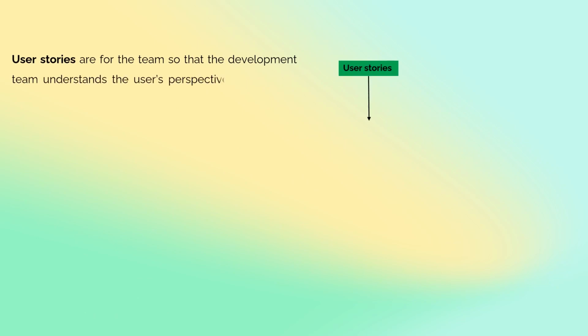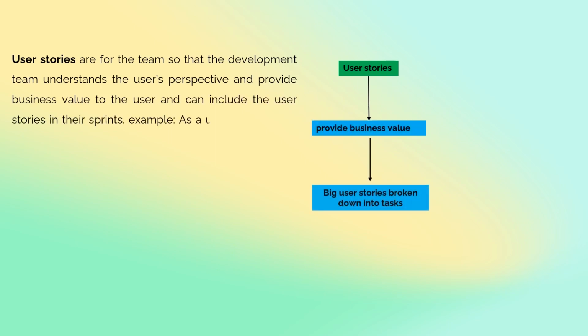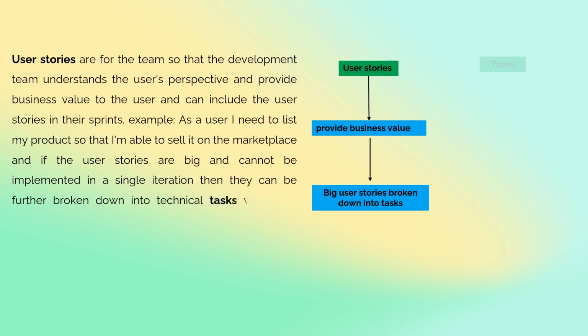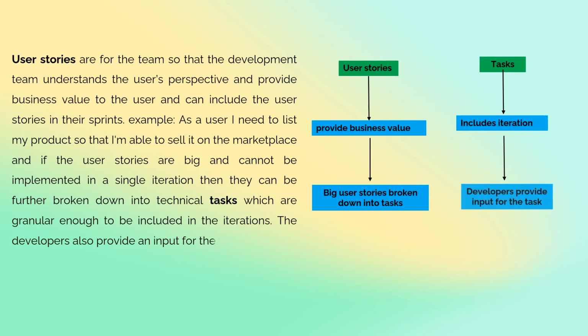User stories are for the team, so that the development team understands the user's perspective and provides business value to the user and can include the user stories in their sprints. For example, as a user, I need to list my product so that I'm able to sell it on the marketplace. If the user stories are big and cannot be implemented in a single iteration, then they can be further broken down into technical tasks, which are granular enough to be included in the iterations. The developers also provide input for the task.